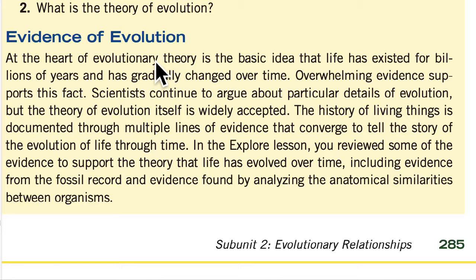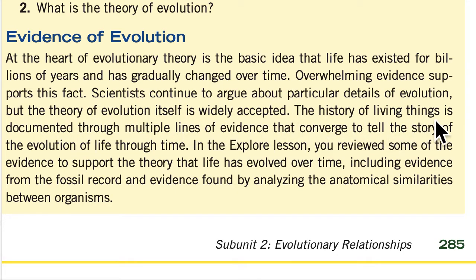Evidence of evolution. At the heart of evolutionary theory is the basic idea that life has existed for billions of years and has gradually changed over time. Overwhelming evidence supports this fact. Scientists continue to argue about particular details of evolution, but the theory of evolution itself is widely accepted.